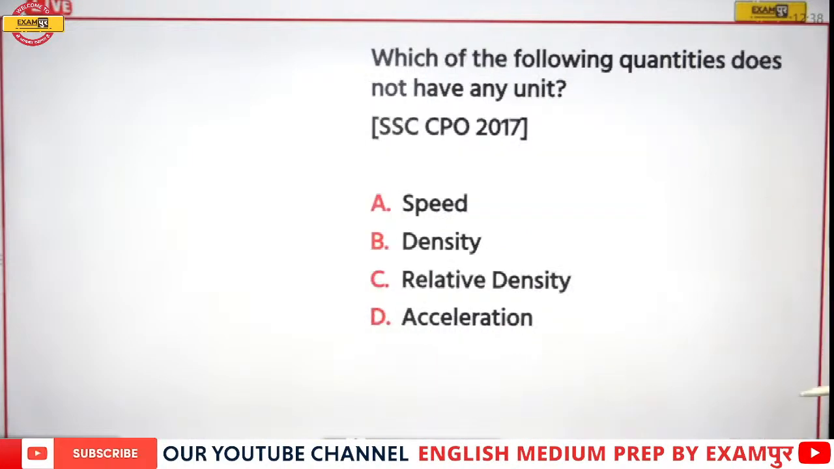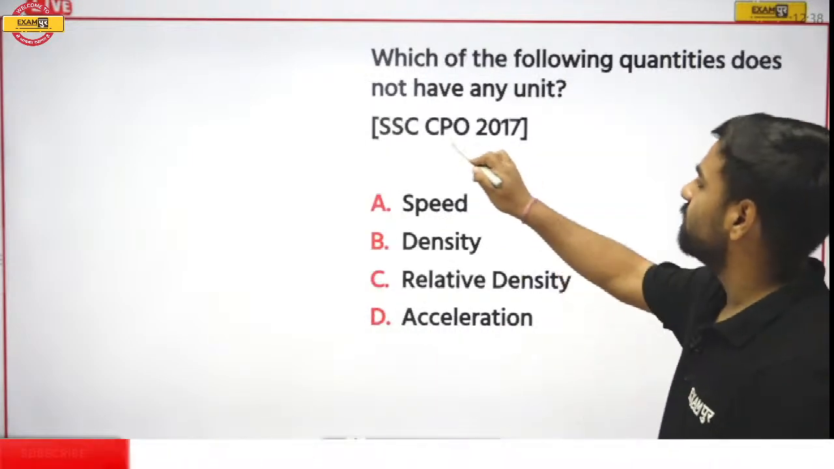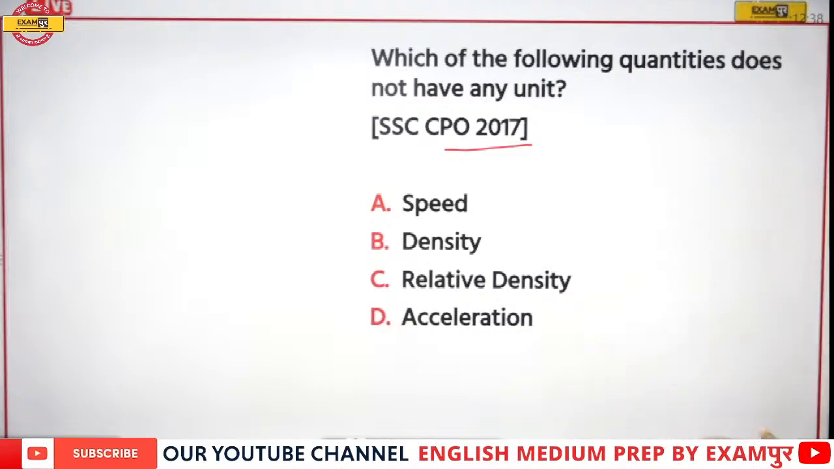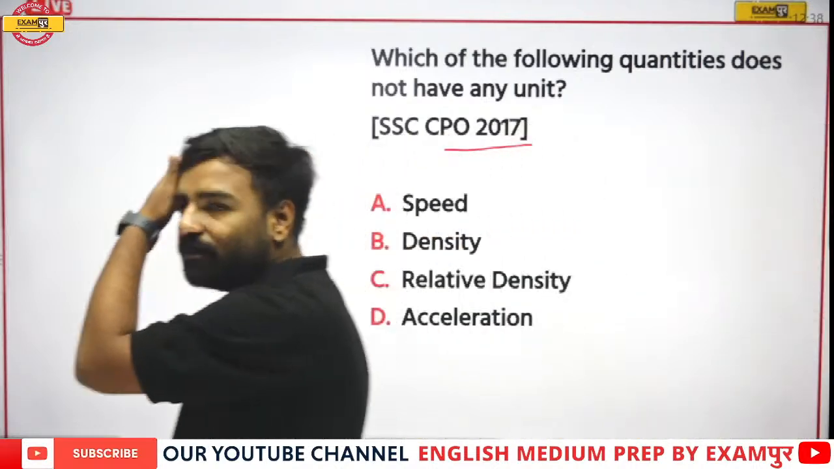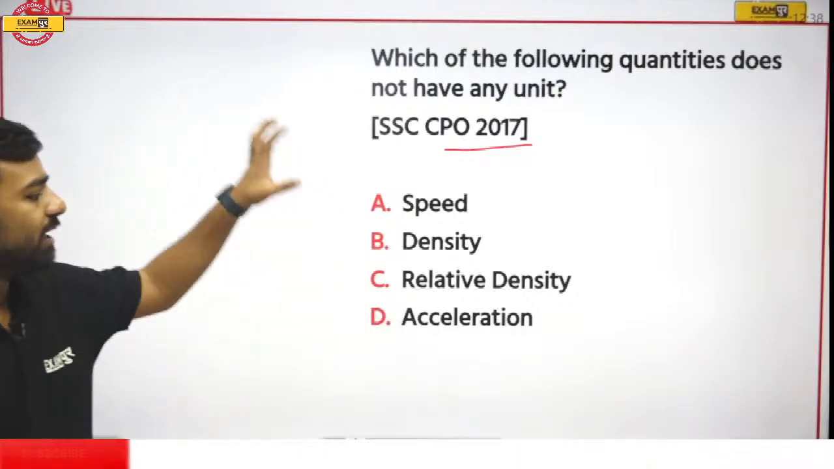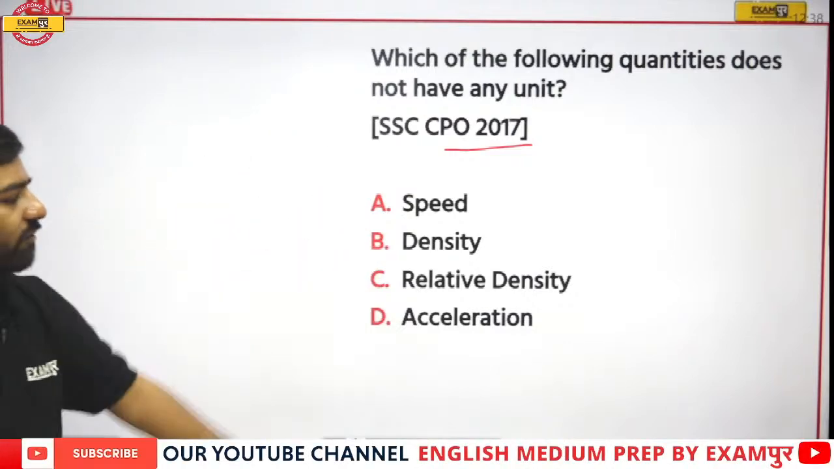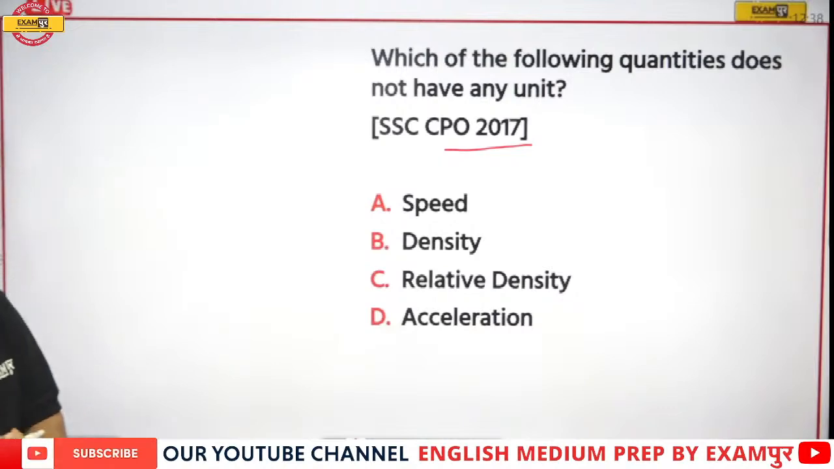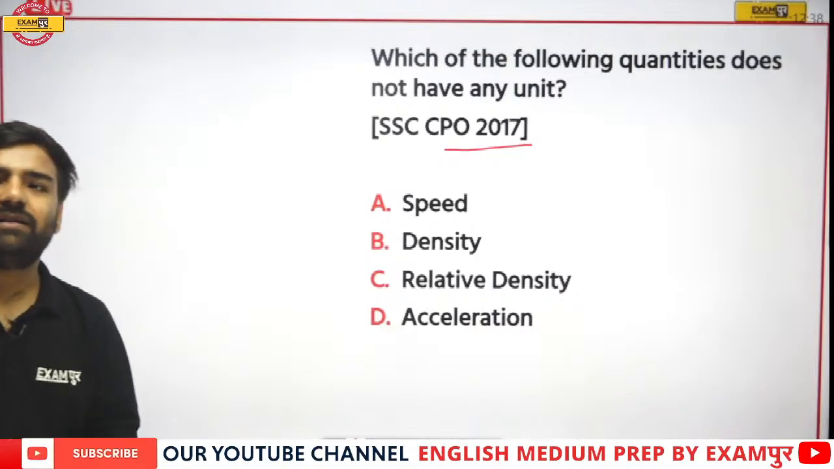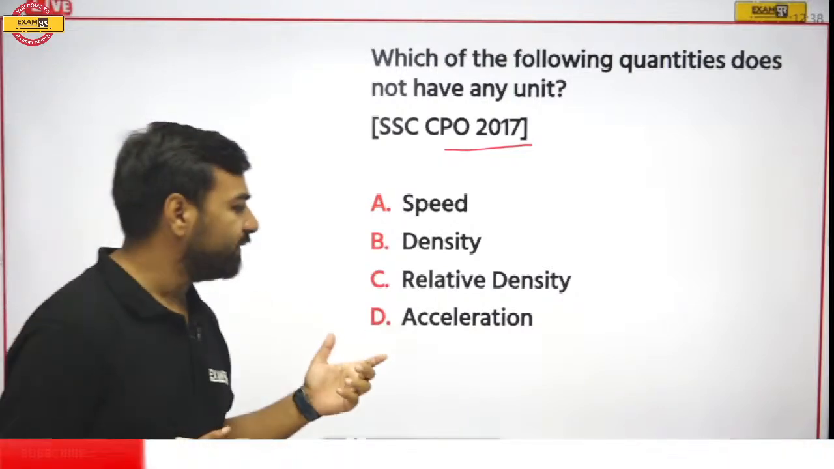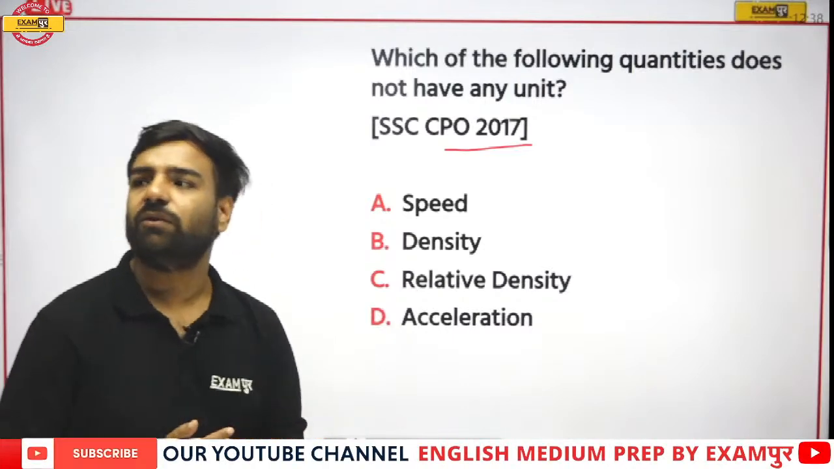which of the following quantities does not have any unit? This is from CPO 2017. Is it speed, density, relative density, or acceleration? Very simple question. We can get this answer directly by having a look at the name itself. So yes, waiting for the answer. Is it speed, density, relative density, or acceleration? What is going to be the correct one?